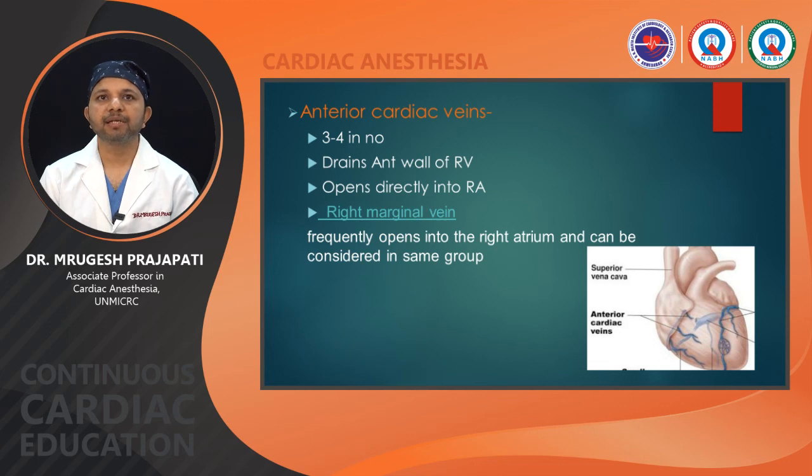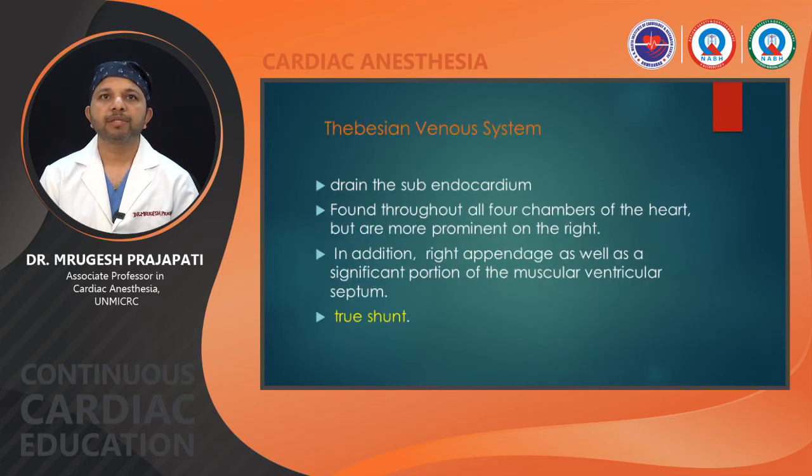The right marginal vein frequently opens into the right atrium and can be considered in the same group as these cardiac veins. The Thebesian venous system drains the subendocardium, and is found throughout all four chambers of the heart, but is more prominent on the right side of the heart. In addition, it drains the right atrial appendage as well as a significant portion of the muscular ventricular septum.